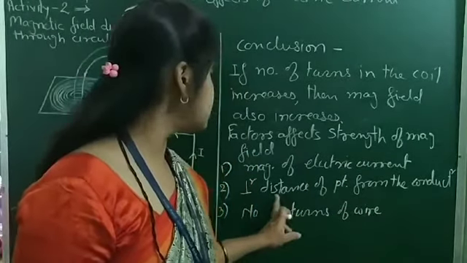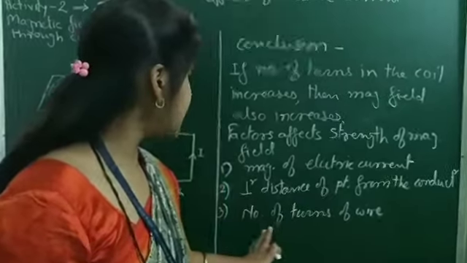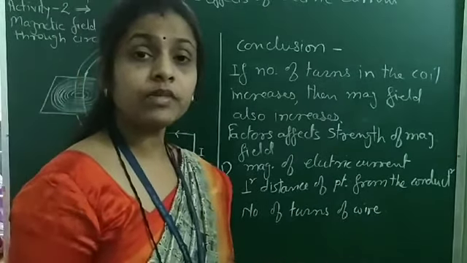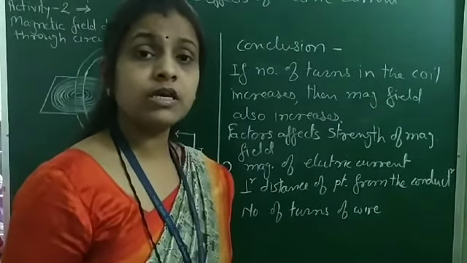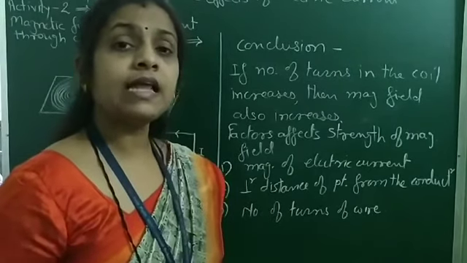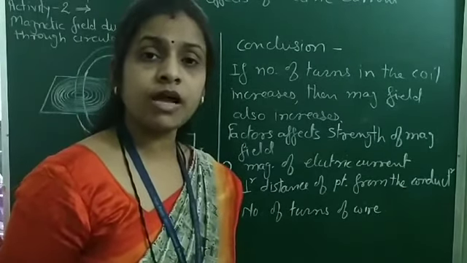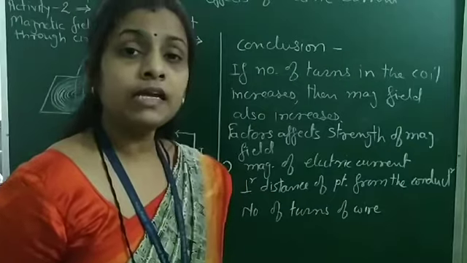So it is inverse; distance is inversely proportional. And the third is the number of turns. If we increase the number of turns, then the magnetic field increases, and if we decrease the number of turns of wire, then the magnetic field decreases.